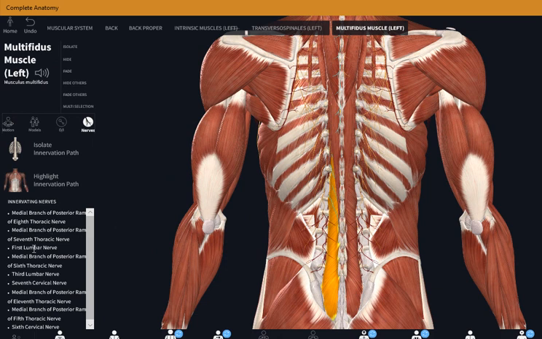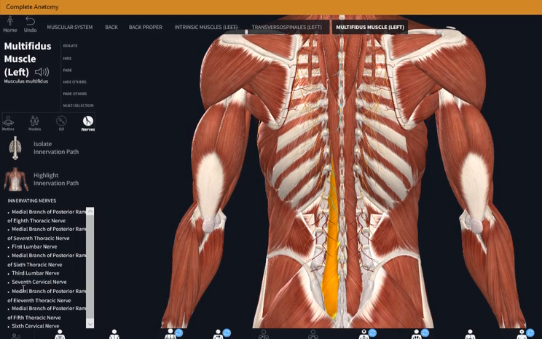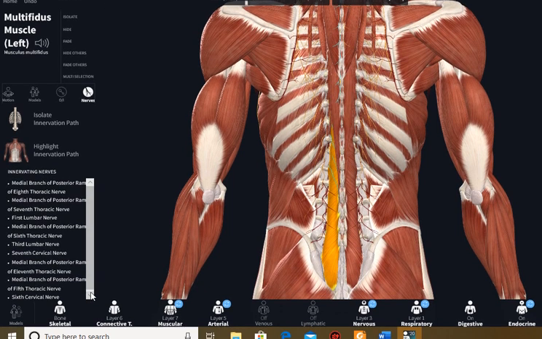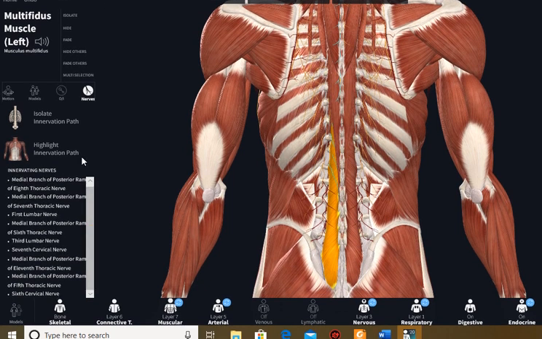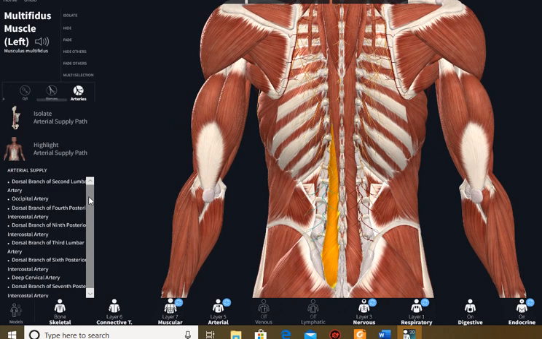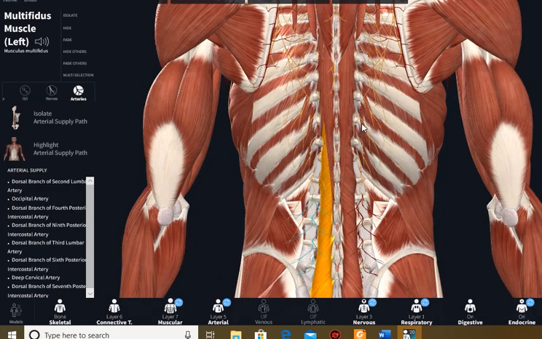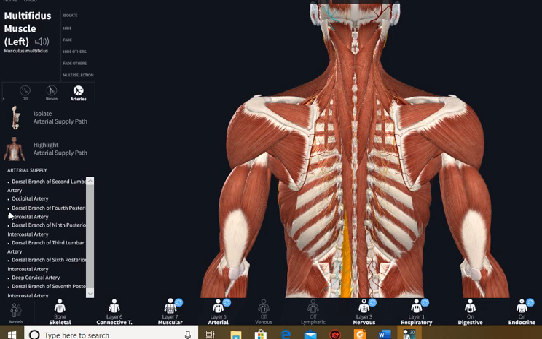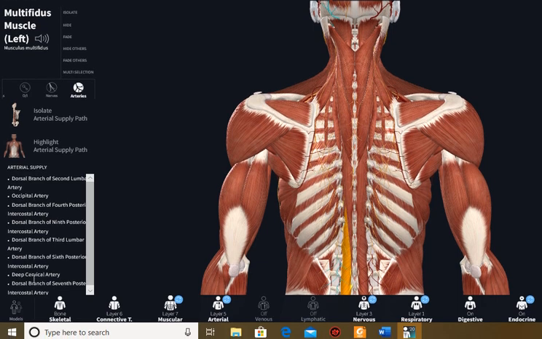We have the 8th thoracic, the 7th thoracic, the first lumbar, the 6th thoracic, and the third lumbar. We have the 11th thoracic, and more. The arterial supply also involves the lumbar arteries, and since it goes far up above here, it also involves the thoracic artery. We also have the dorsal part of the 9th posterior intercostal. The intercostal and the lumbar parts are also going to be involved.